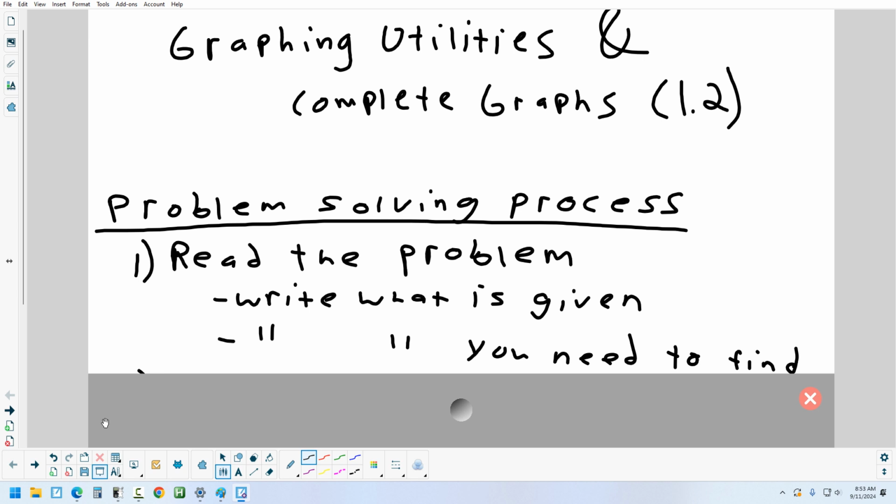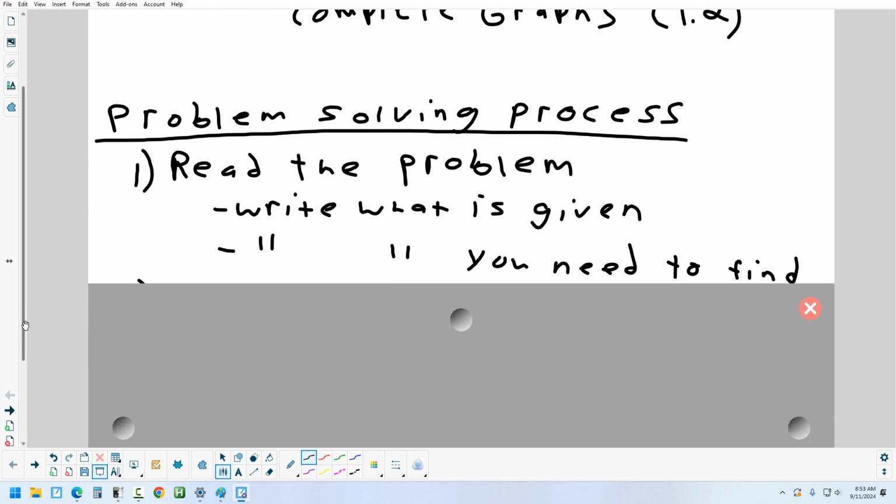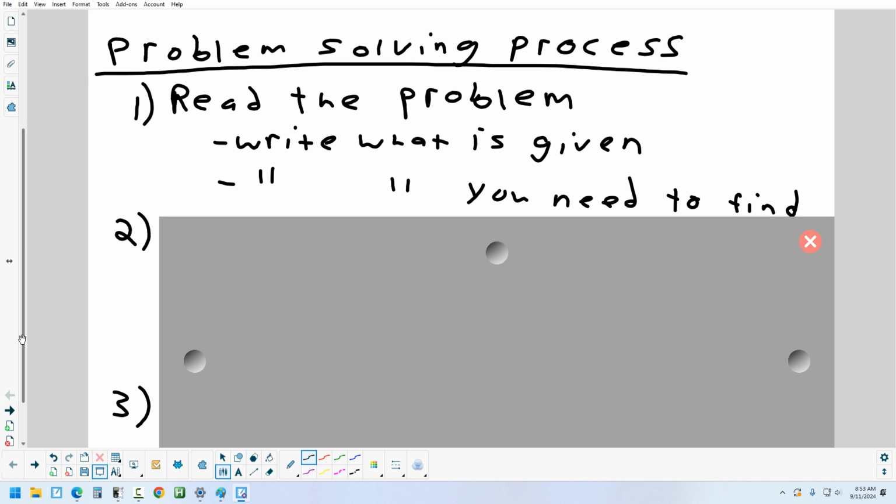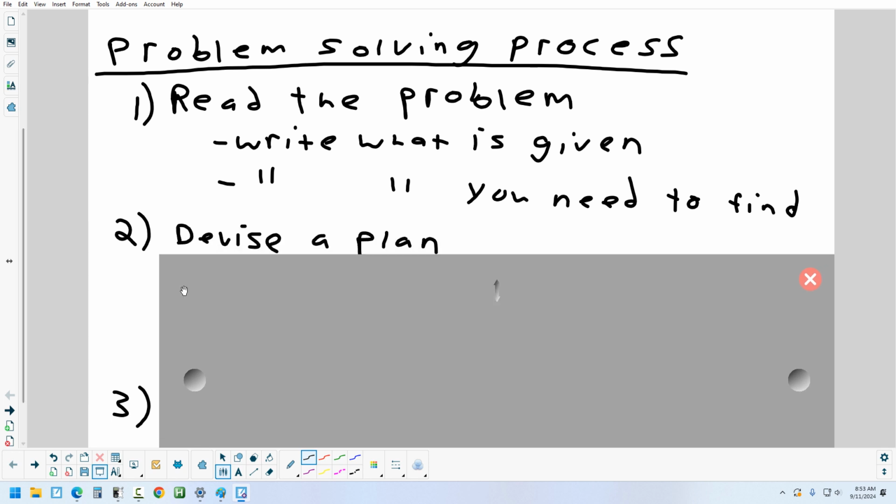So you break down the information into two categories. What can we use that we already know, what are we given? And what is it that I have to try to figure out? The second step is to come up with a plan, some type of method that you're going to use to solve the problem.